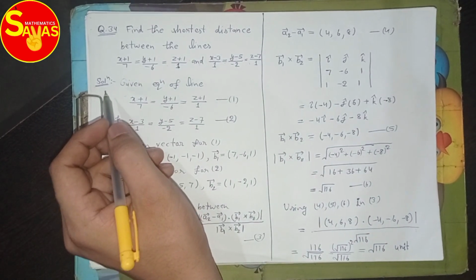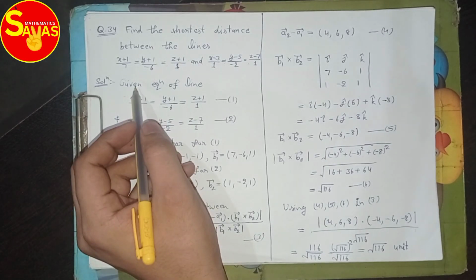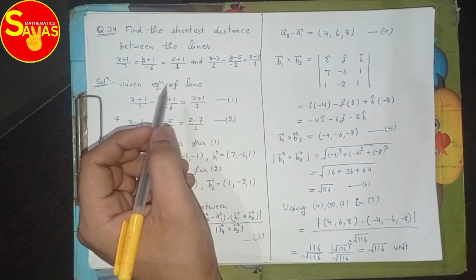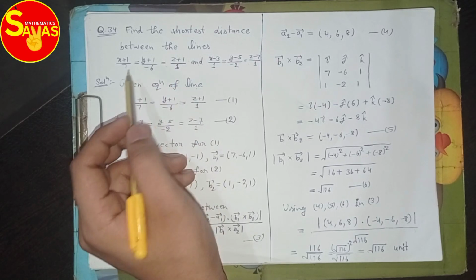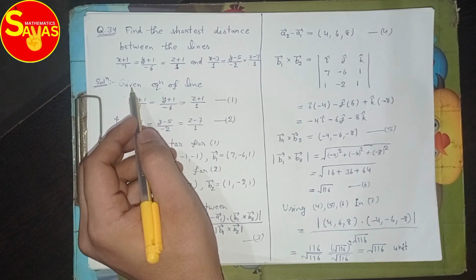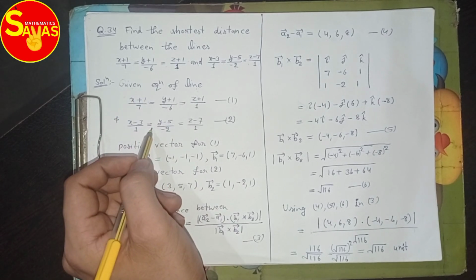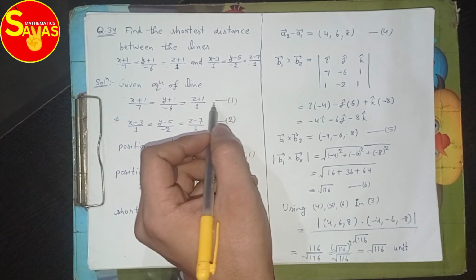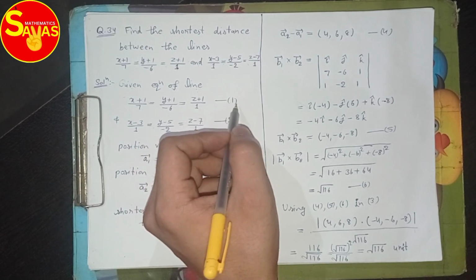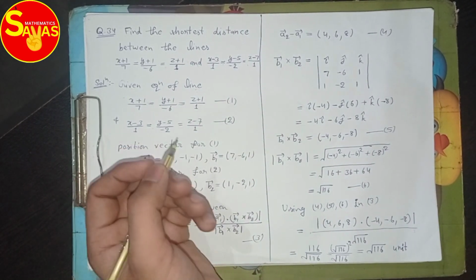So now we move on to the solution. Given equations of lines. First of all, we need to write the lines which are given as they are, and mark the numbers like this. This is equation number 1 and this is equation number 2.